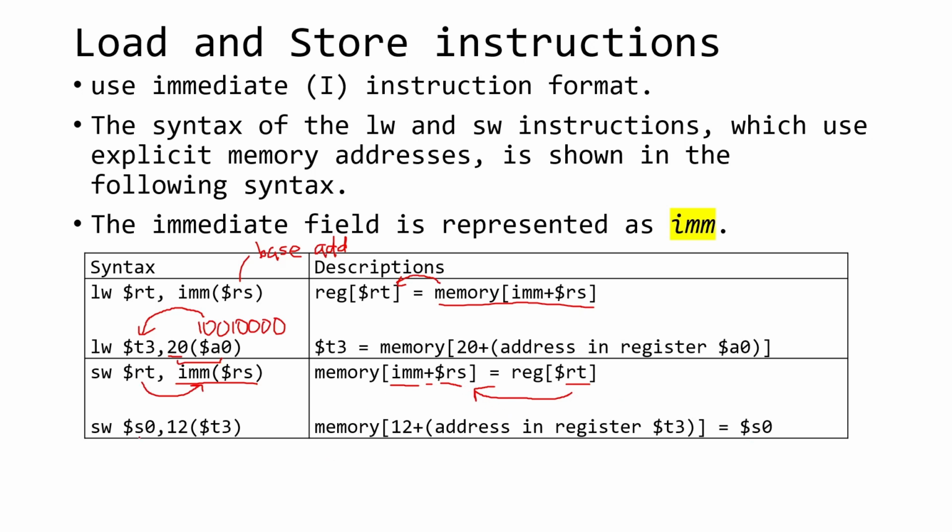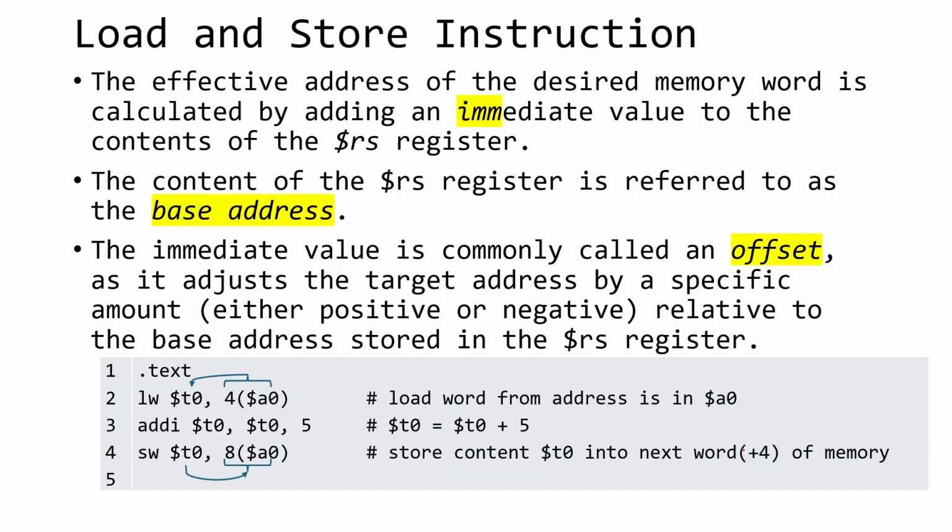Okay, now for example, store word S0 12(T3) here means that they first calculate the memory address: the address in register T3 plus immediate 12. Then the content inside S0 will be saved into this memory address. Now the effective address of the desired memory word is calculated by adding an immediate, here IMM is the immediate value, to the contents of the RS register.